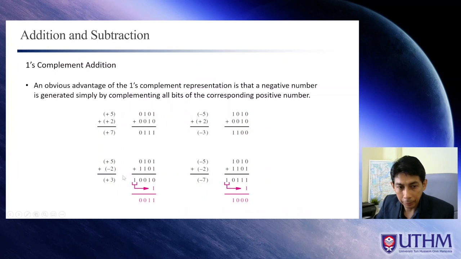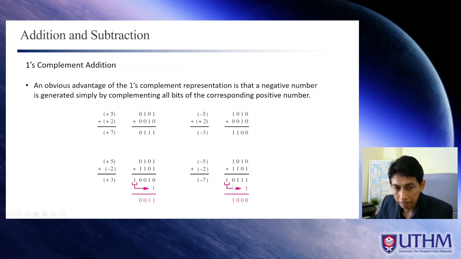And this is another example, okay? Just like our previous example, minus 5, positive 5, minus 2. So we have positive 3. And again, when we add, we have carry, and if we have carry, we need to add. Here, we don't have any carry, that is why we don't need to add. But if we have carry, we need to add 1. Then we get the result.